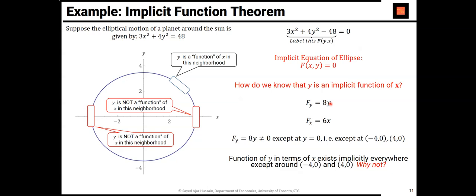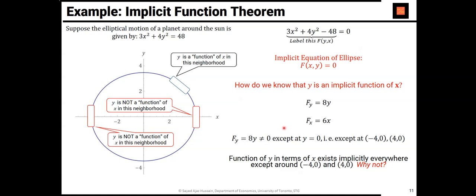Now I wonder, give me any value of x and y, is there any place where this partial derivative is not equal to 0? And you notice it's not equal to 0 at all places except when y is equal to 0. But if y is equal to 0, that means that x must be equal to minus 4 and plus 4. So minus 4 and plus 4 are these regions right here.